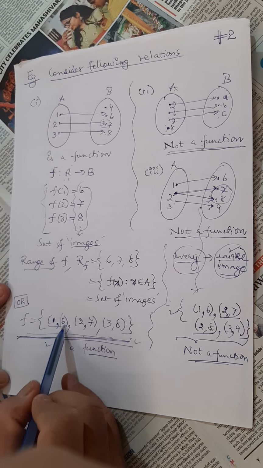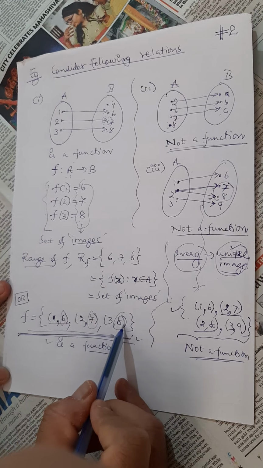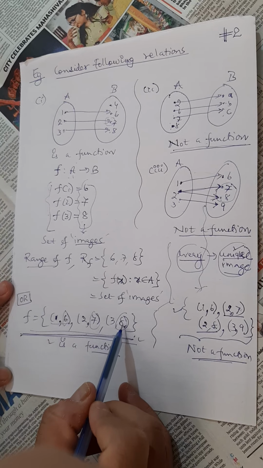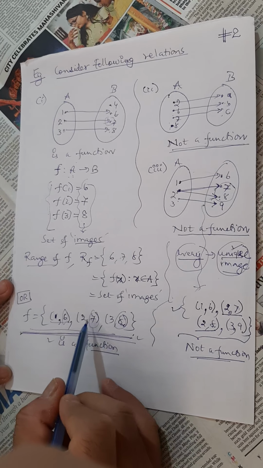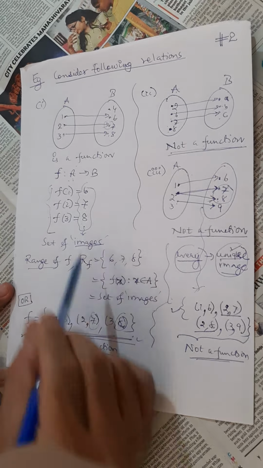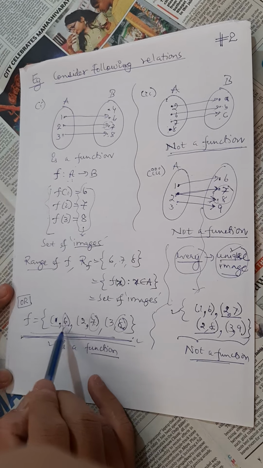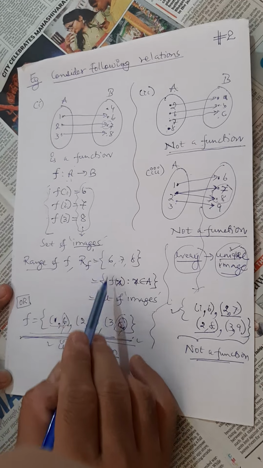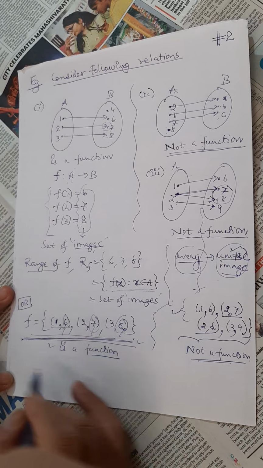So here the range will be 6, 7, 8. This is f(x), which is nothing but f of 3. This is f of 2, which is 7. This is f of 1, which is 6. So 6, 7 and 8 form the range, which is called the set of images.